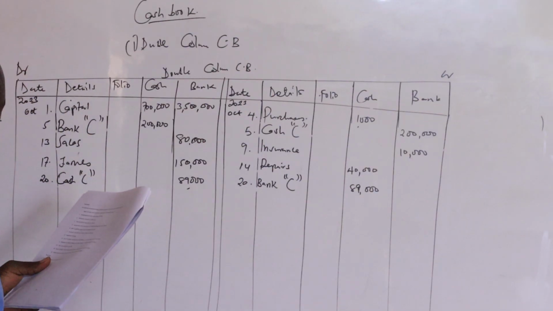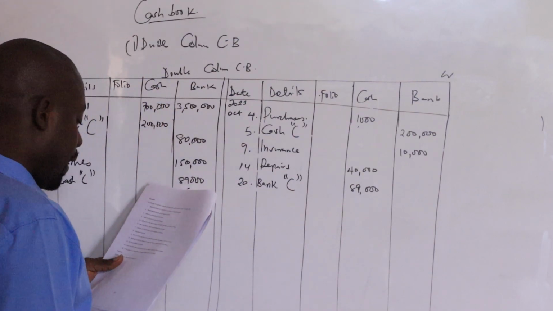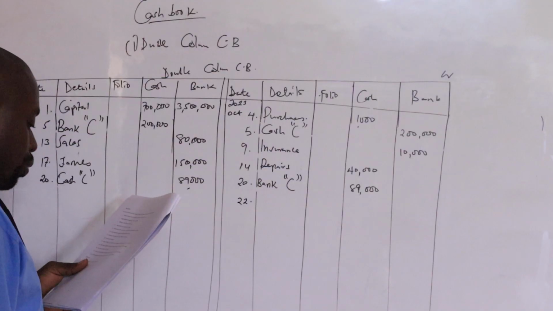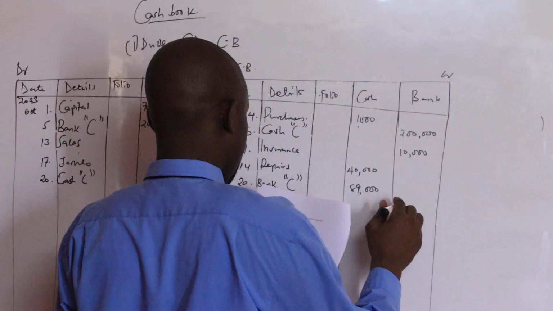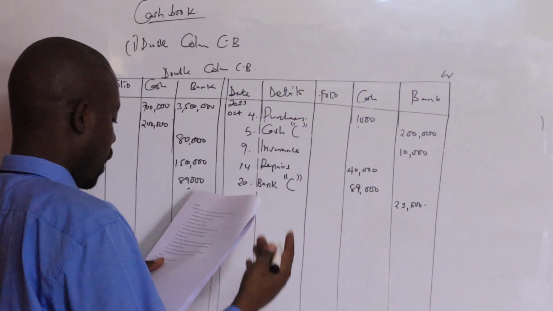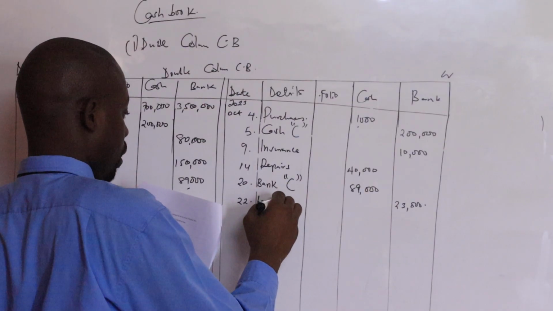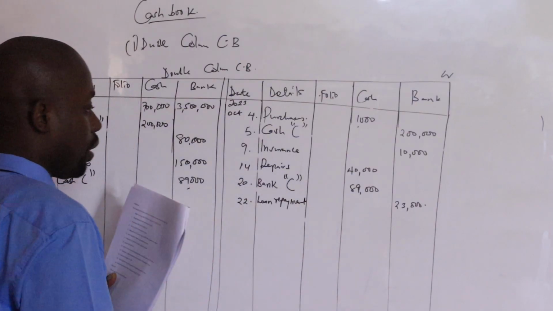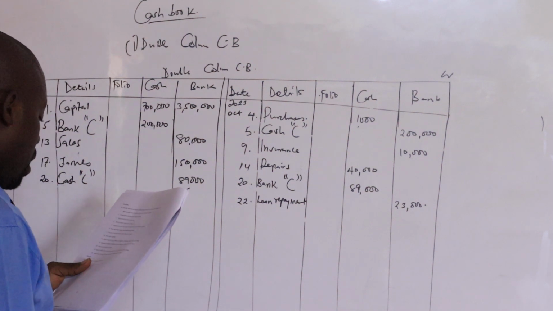On 22nd, paid 23 to Equity Bank as installment on loan taken in 2022 by check. So we are paying, so money is leaving. Through which channel? It is leaving by check. So our bank account is reducing by 23,000 and it's going to pay what? Loan. I could write the Equity Bank or just loan repayment. Loan repayment of 23,000 by check. So we've reduced our bank account balance.